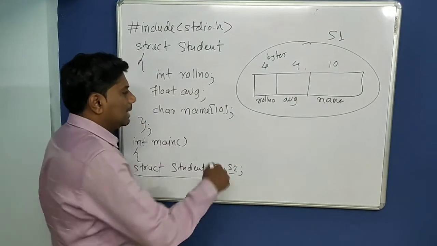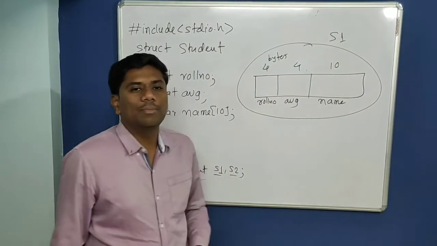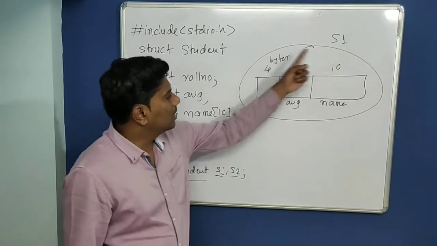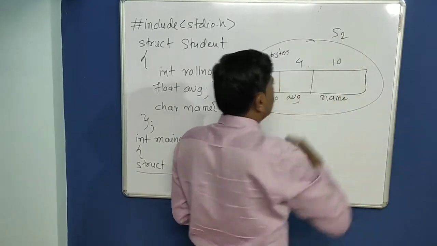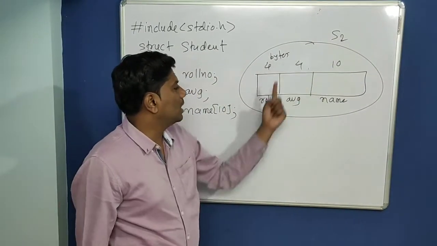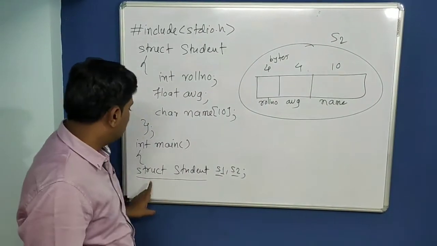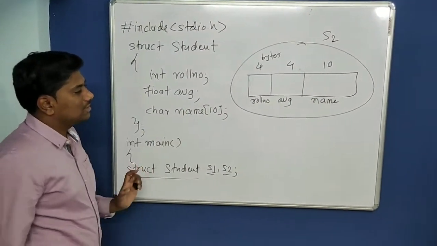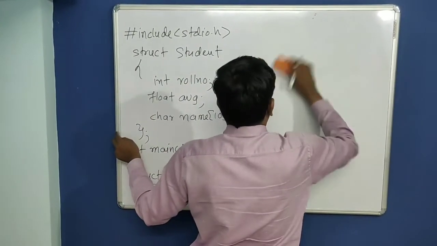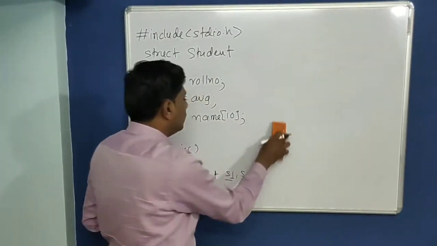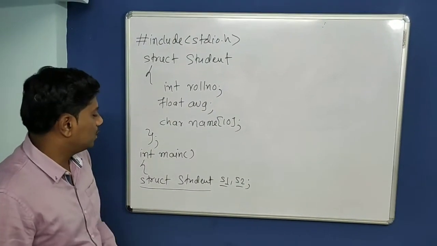In a similar way, S2 will occupy its memory like this. S2 will have roll number, S2 will have average, S2 will have name, because the type of S1 and S2 is the same, that is struct student. So this is what will happen with memory. We want to store information of two students, that's why I have declared two structure variables, S1 and S2.